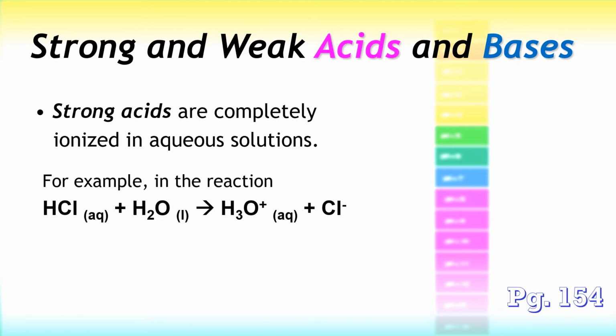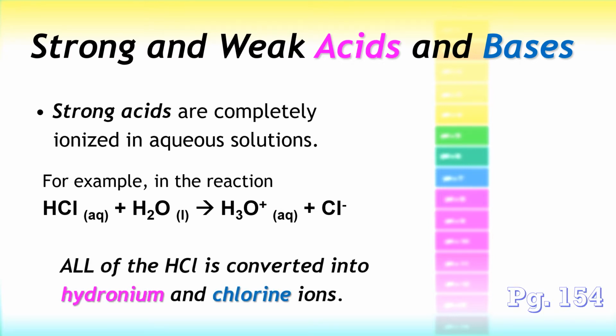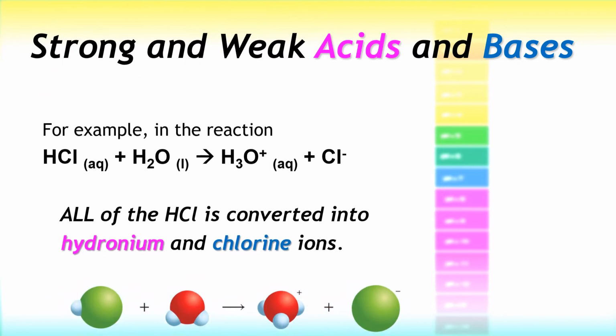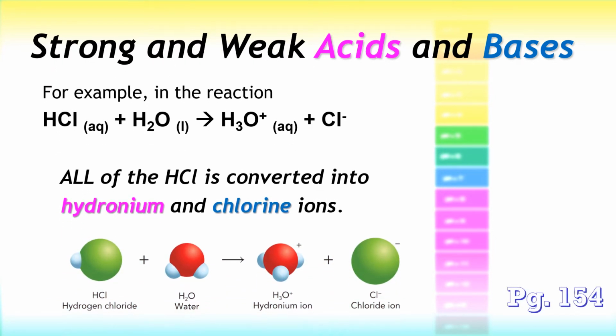So for example, in the reaction where hydrochloric acid is dissolved in water, HCl and H2O are the reactants. The products are hydronium and chloride ions. And in this case, all of the HCl is converted into hydronium and chloride ions. So hydrochloric acid fits the definition of a strong acid because every bit of it is converted into either positively or negatively charged ions, as shown here.